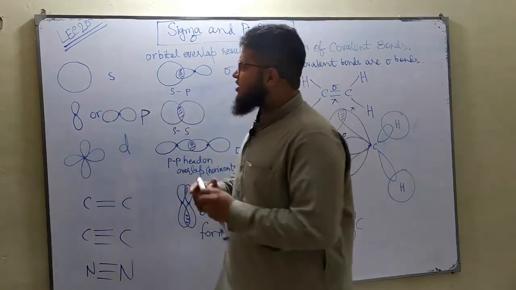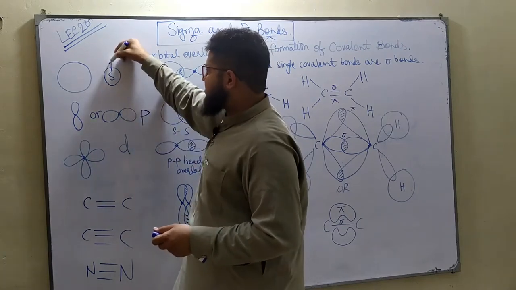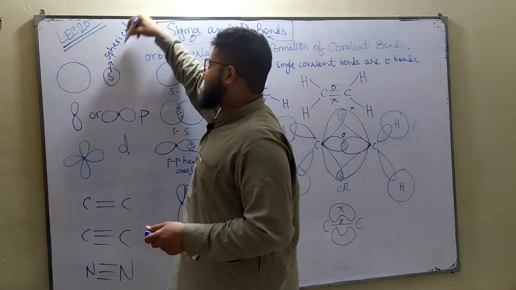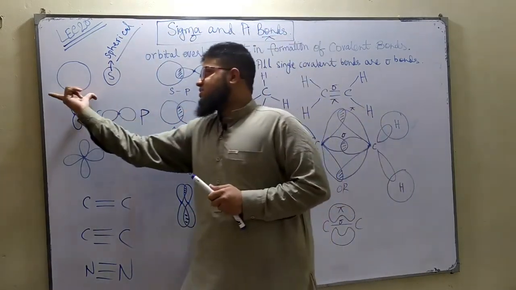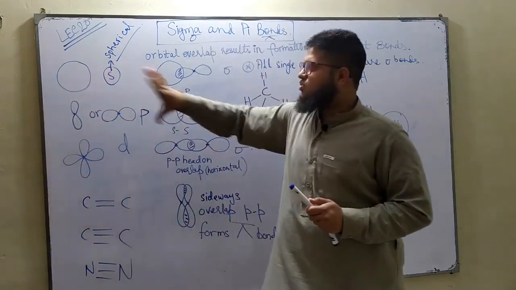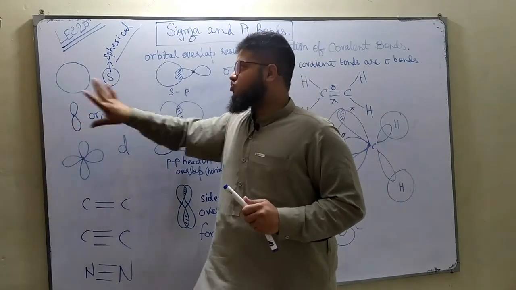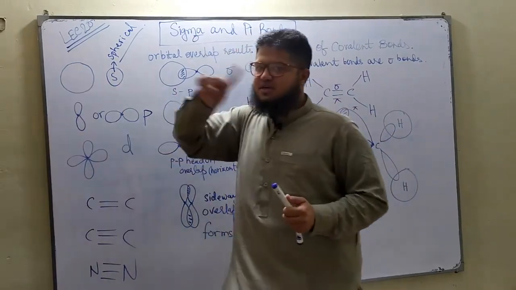Now coming to the s orbital first. As the name suggests, the s orbital is spherical in shape. This is how you can draw a sphere in 2 dimensions, basically a circle. This is what you are supposed to draw if you are asked to draw the shape of an s orbital: a sphere, a circle.